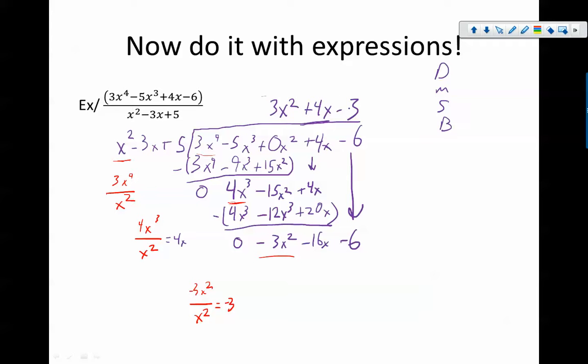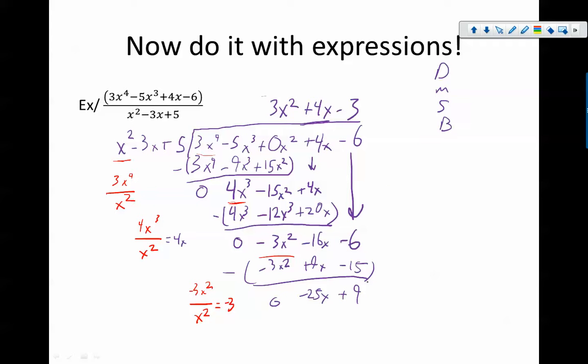I multiply. Negative 3 times x squared is negative 3x squared. Negative 3 times negative 3x, positive 9x. Negative 3 times positive 5 is negative 15. I subtract now. That's 0. Negative 16 minus 9 is negative 25x. Negative 6 minus negative 15 is positive 9.